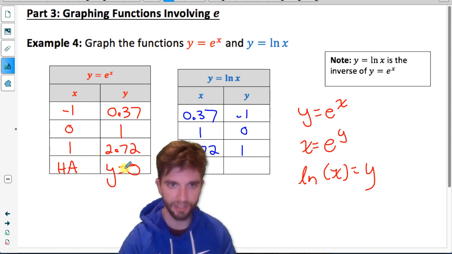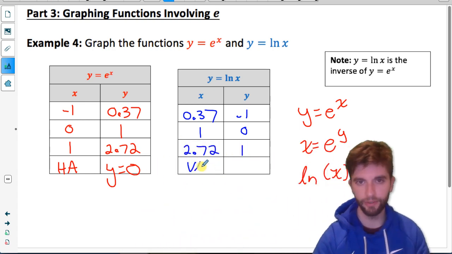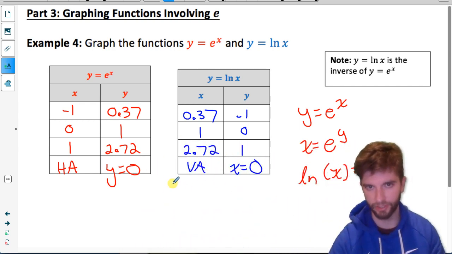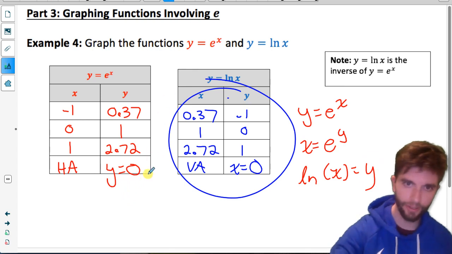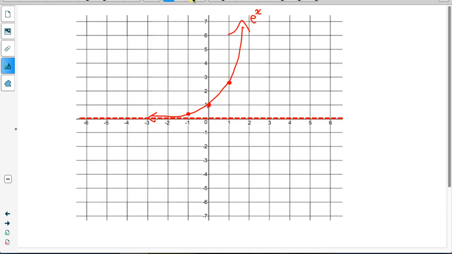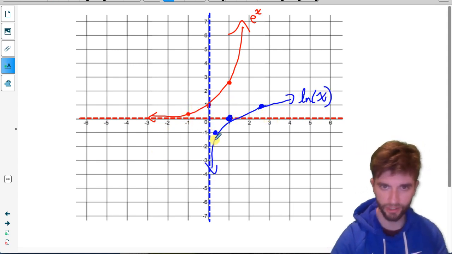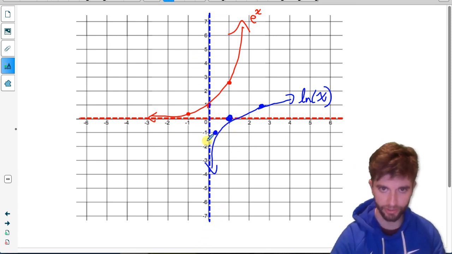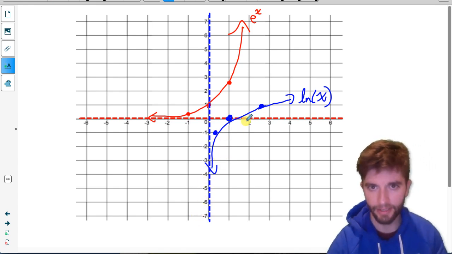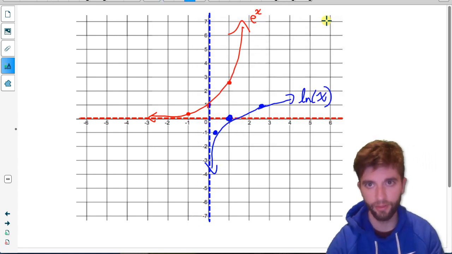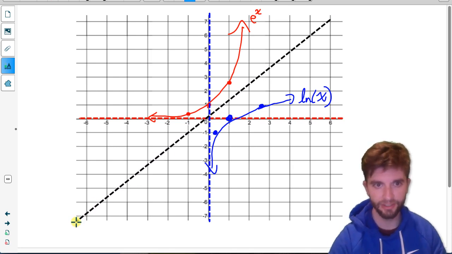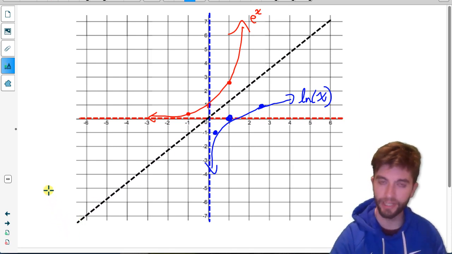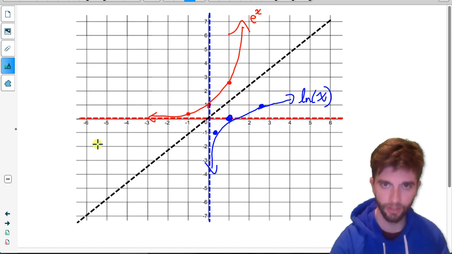So instead of a horizontal asymptote at y equals 0, there's going to be a vertical asymptote at x equals 0. So let's plot these points and that vertical asymptote and see what ln x looks like. Alright, so there's the ln x function. It's going to approach that vertical asymptote as x gets closer to 0 from the right of 0, and it takes that shape right there. And notice these functions are diagonal reflections across that diagonal line y equals x because they're inverse functions. Inverse functions always have that property.